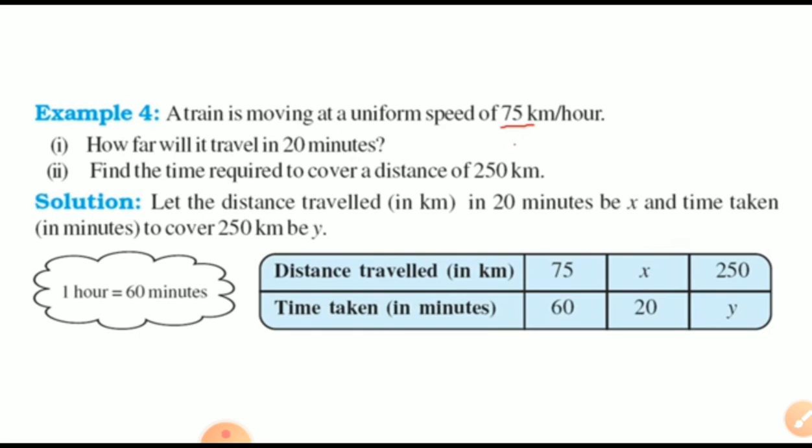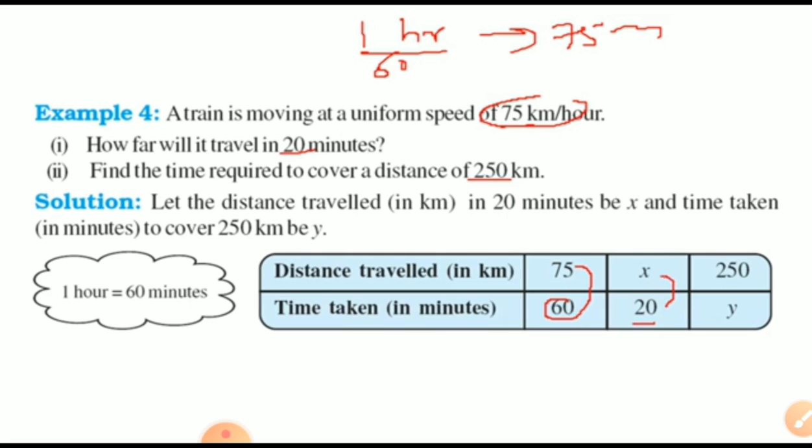Example number 4. A train is moving at a uniform speed of 75 km per hour. Uniform speed बेटा, no changes, एकदम कंटिन्यू स्पीड 75 किलोमीटर 1 घंटे में चलना चाहिए. Is it? Find out one. How far will it travel in 20 minutes बेटा? 1 घंटे में 75 जाता है तो 20 मिनट में कितना? बेटा घंटा and minutes both are different. Minute and hour are different. But we are knowing the relation between hour and minutes. 1 hour is equal to 60 minutes. Yes.